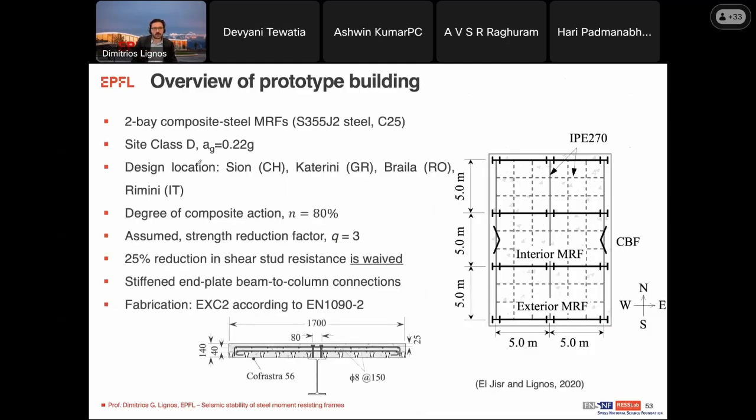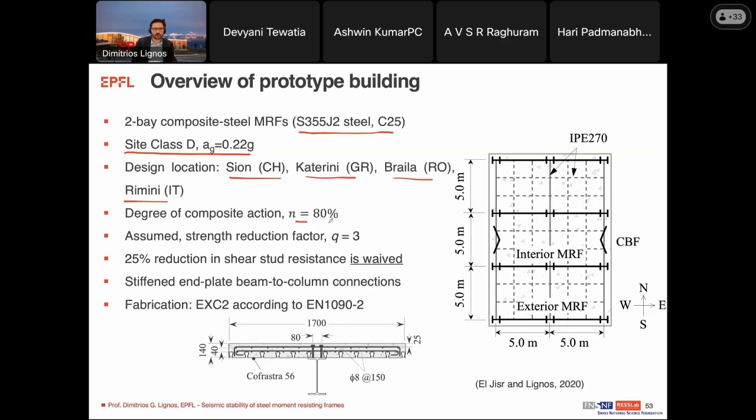So for this reason, we decided to do a very thoroughly designed test where we, in fact, tested part of a 2-bay composite moment frame designed with typical steel and concrete materials. This was designed in a highly seismic zone on site class D in Sion, Katerini in Greece, Braila in Romania, Rimini in Italy. So basically this location could be typical across Europe.